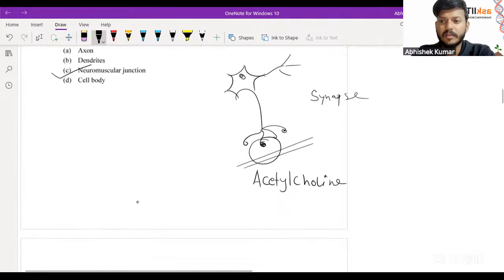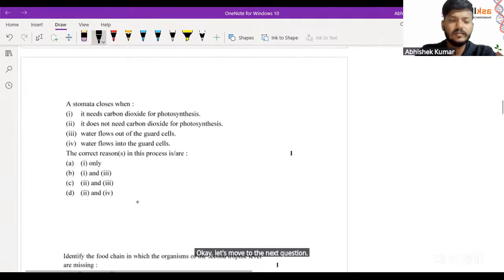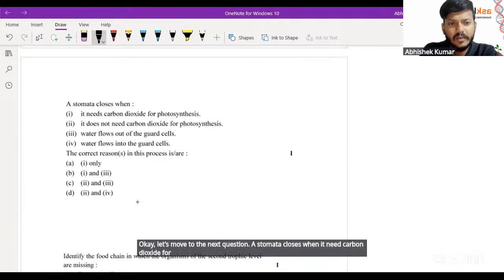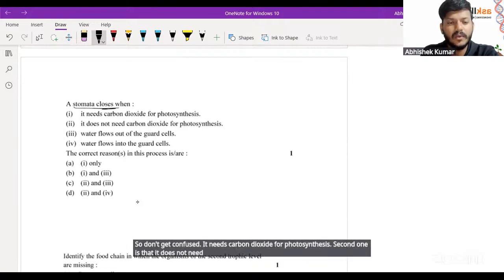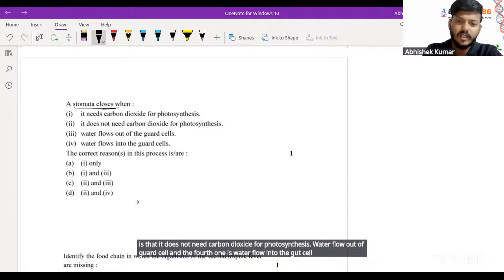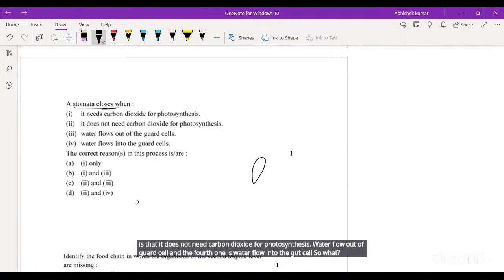Okay, let's move to the next question. A stomata closes when it needs carbon dioxide for photosynthesis. What is written here? Stomata closes. So don't get confused. First, it needs carbon dioxide for photosynthesis. Second, it does not need carbon dioxide for photosynthesis. Third, water flows out of the guard cell. And the fourth is water flows into the guard cell. So I'm making a stomata diagram. Option C.